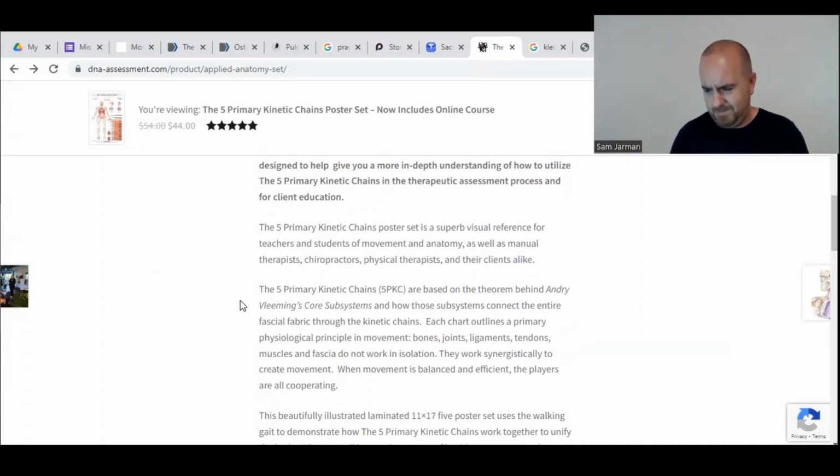Each chart, and this is just trying to sell the charts, and I'll move forward in a moment here, outlines a primary physiological principle in movement. Bones, joints, ligaments, tendons, muscles, fascia do not work in isolation. They work synergistically to create movement. When movement is balanced and efficient, the players are all cooperating. That's not testable, right? That's just a no-duh statement. You can't test that. It's not possible to disprove that.